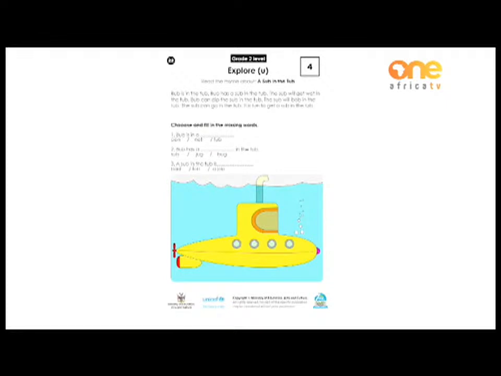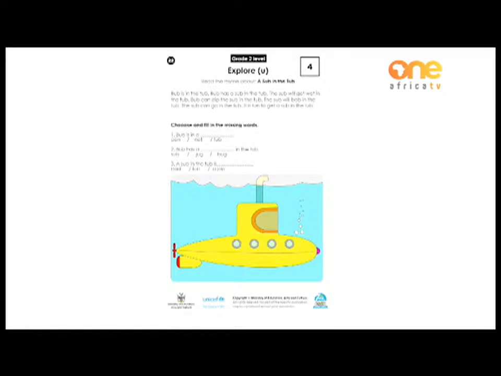Bob is in the tub. Bob has a sup in the tub. The sup will get wet in the tub. Bob can dip the sup in the tub. The tub will bob in the tub. The sup can go in the tub. It is fun to get a sup in the tub.